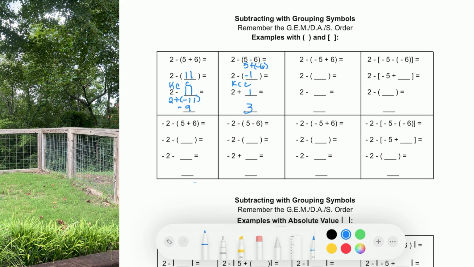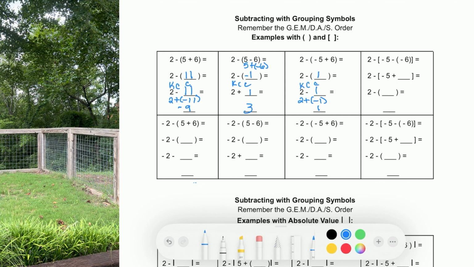Our next problem has negative 5 plus 6. We're going to take the difference because it's two different signs, which is 1. The 6 is greater, so that means it's a positive 1. I'm going to do keep it, change. So that's the same as 2 plus negative 1. 2 plus negative 1 is 1, and that 2 is greater, so it's a positive 1.